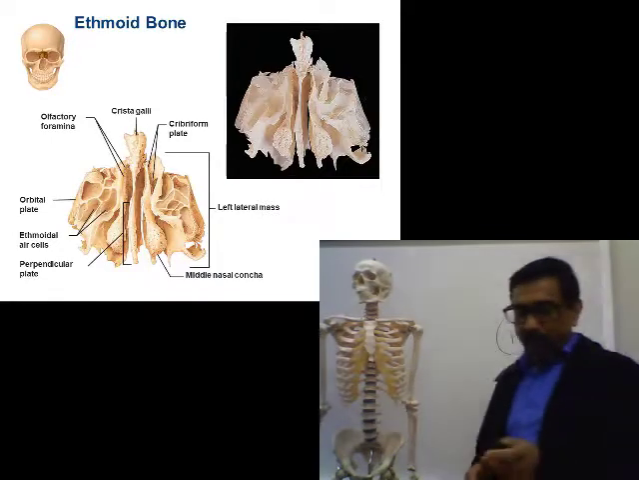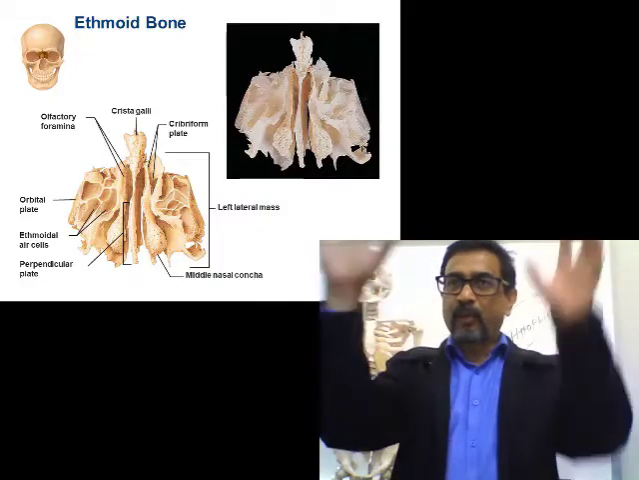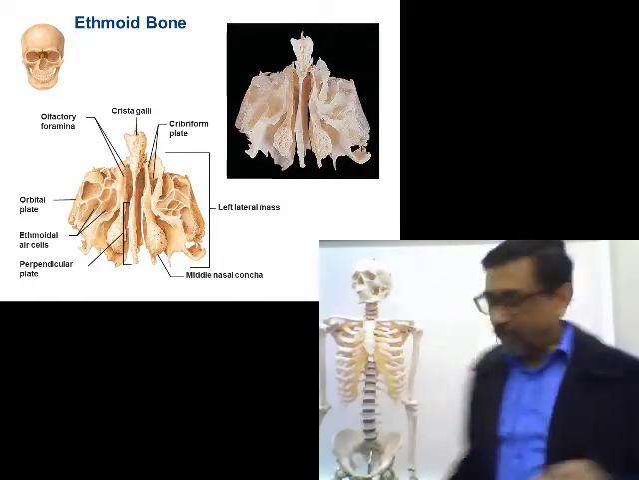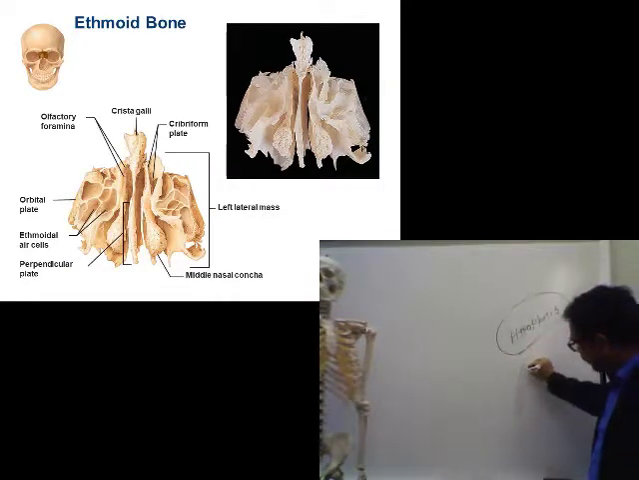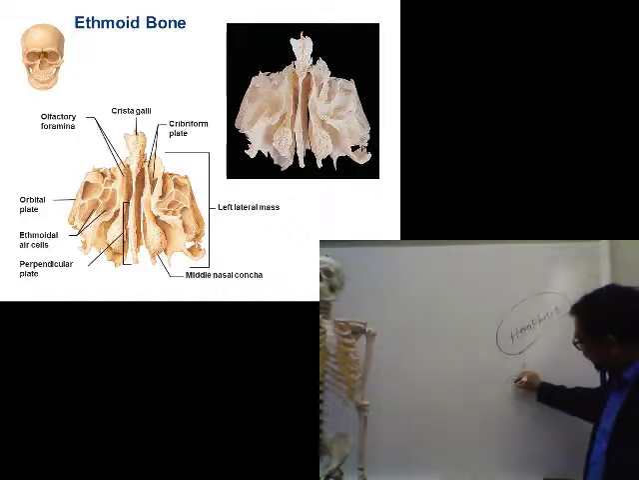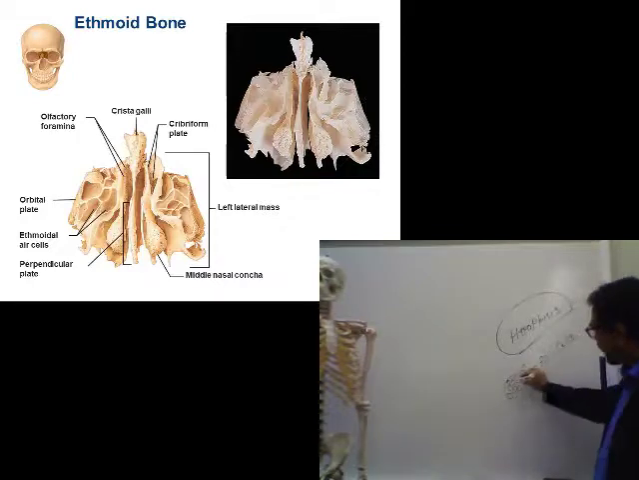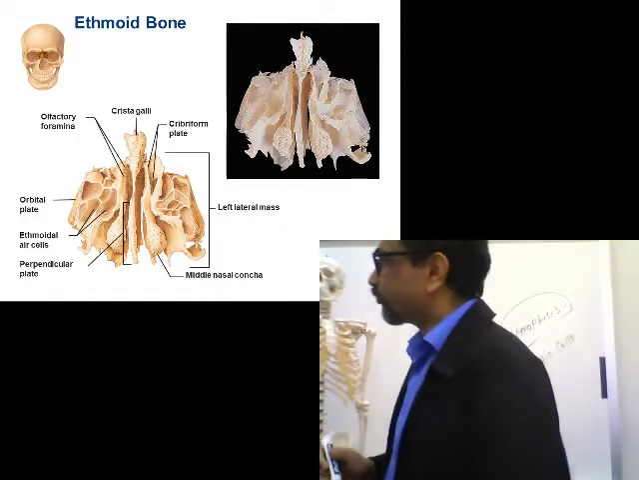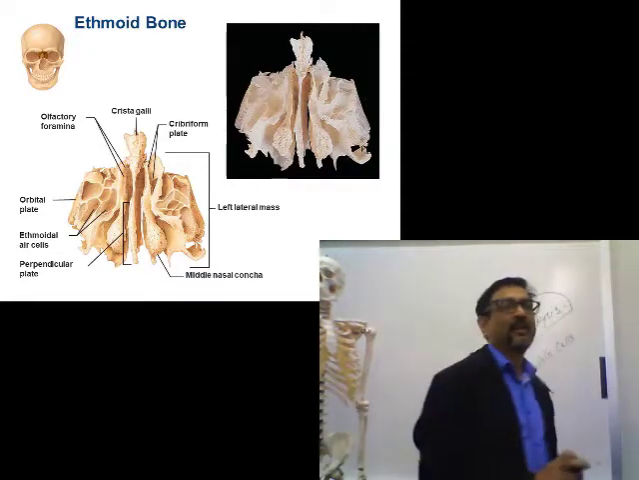Anyway, so ethmoid bone has a middle portion and two lateral masses. In lateral masses you have many air cells or sinuses. So these are the air cells in the lateral masses. You see there, those are called ethmoidal air cells or sinuses, contain air.